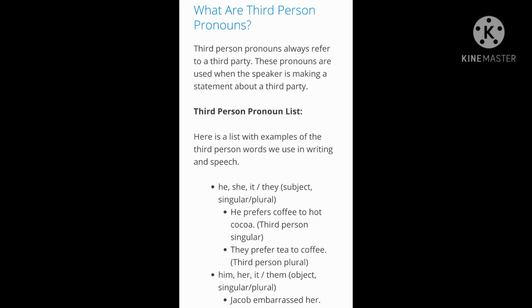Example, he prefers coffee to hot cocoa. In this sentence, I am not addressing the listener. I am addressing somebody else to the listener. That's why we are using he. He becomes third person singular. And he is used in case of masculine gender.